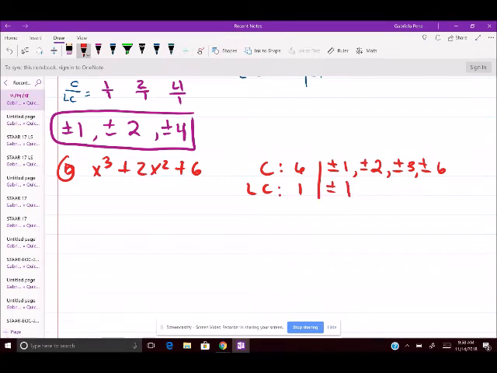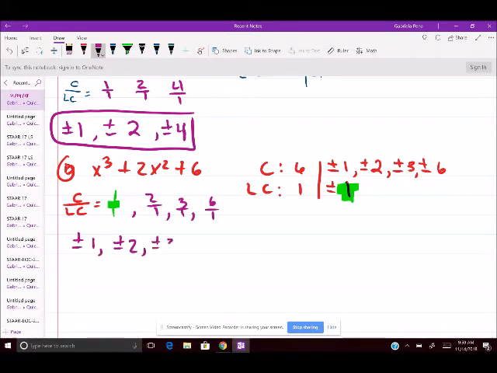Just the 1. So when I do the constant dividing by the leading coefficient, because this is a 1, my answer is just going to be what? 1, 2, 3, and 6, right? That's how simple that is. So it's going to be a 1 over 1, which is 1, 2 over 1, which is 2, 3 over 1, and 6 over 1. So it would be plus minus 1, plus minus 2, plus minus 3, plus minus 6. There's your answer. So we're just dividing the numbers in the C by the numbers in the LC.